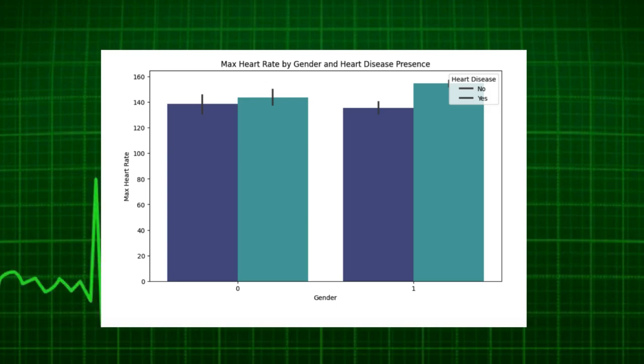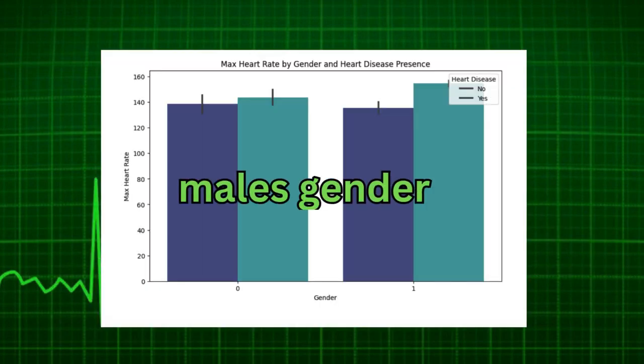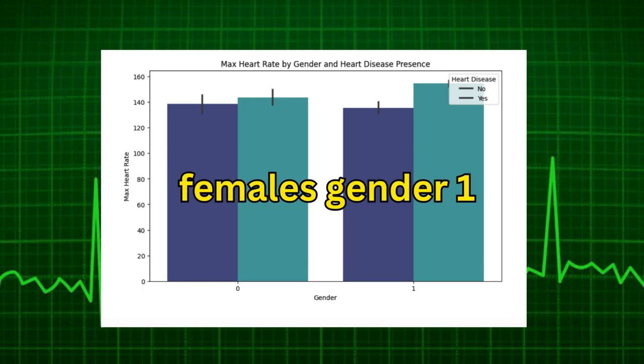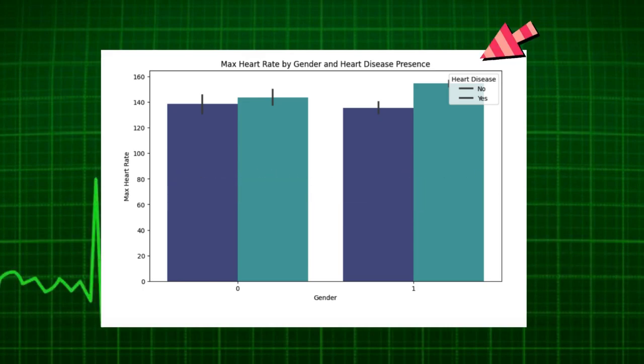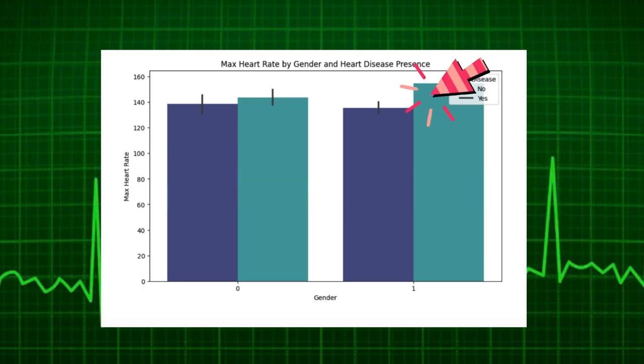Bar colors and legend. The bars are color-coded based on the presence of heart disease. The color legend to the right indicates, dark blue represents patients without heart disease. Teal represents patients with heart disease. Observations. For both males, gender 0, and females, gender 1, the maximum heart rate is slightly lower in patients with heart disease compared to those without it.